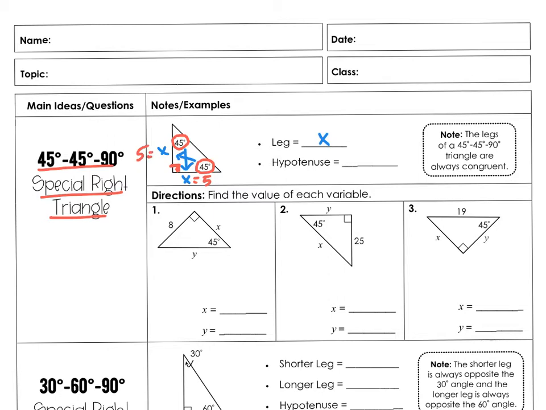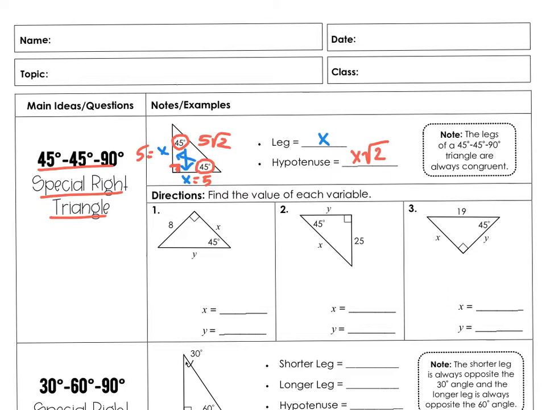Now the hypotenuse has a different formula based on the leg lengths. If the leg length is x, then the hypotenuse is x root 2. So if our leg length is 5, then our hypotenuse is 5 root 2. You're just putting that base leg length in for your x in the hypotenuse formula. All right, so let's look at some problems.